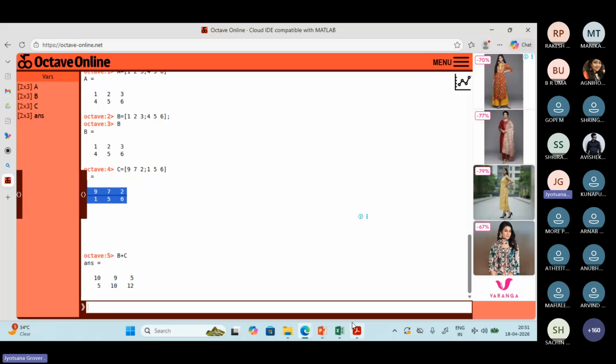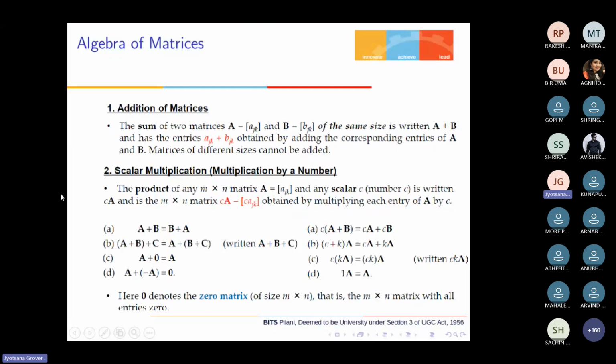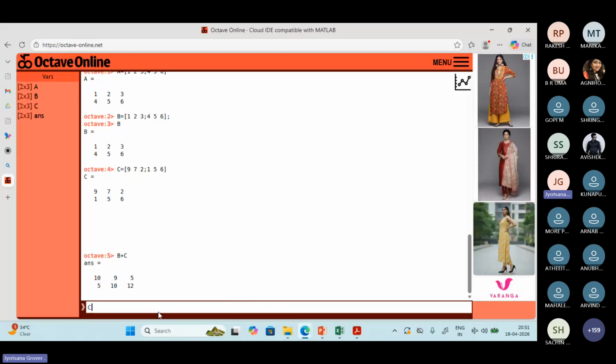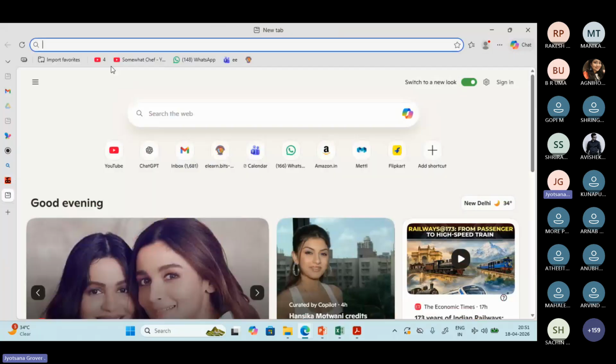Okay, fine. Now let's see some of the properties. A plus B is the same as B plus A. That means if I plug in A first and then B, the result is the same as if I put B first and then A. So it is called commutative. So you can see B plus C is the same as C plus B. I'll just show. So this is B plus C. I'll show you C plus B also.